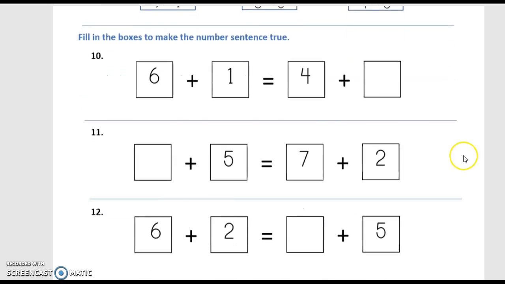Number 10. Fill in the boxes to make a number sentence true. 6 plus 1 equals 4 plus something. Remember, friends, I would add these together and write your total down here so that you know what you have to get on this side to make them equal. Just a little tip.